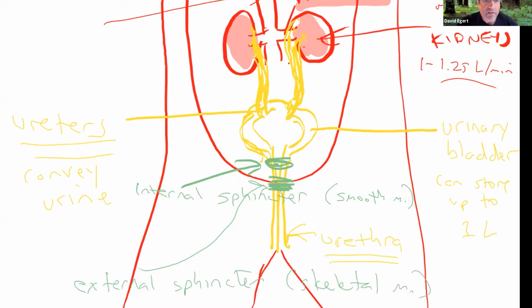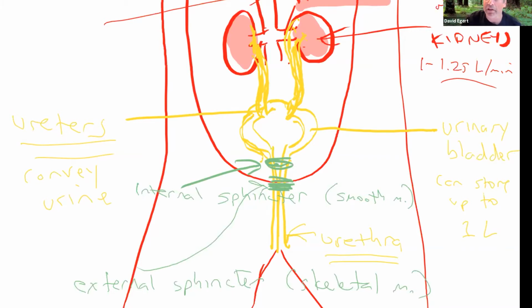And the control of urinating or peeing is going to be another one of these spinal reflexes. Basically, there are going to be stretch receptors in the walls of the urinary bladder. So the urinary bladder can fill to maybe a couple of 100 mils without really stretching out much. But beyond that, it'll start stretching as it fills with more urine. And as it stretches, it sends a message to the spinal cord. And then there's a response.